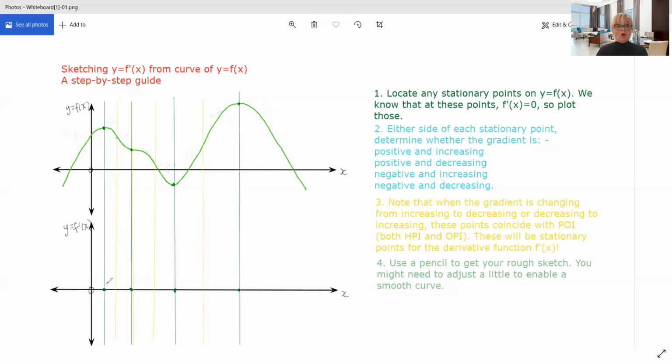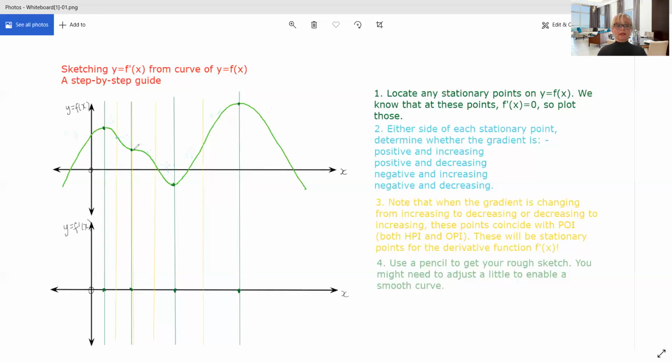We already know, or we should know, that the gradient of a function is defined as the gradient of the tangent to the function at a point. And at a stationary point, the tangent will be horizontal, and therefore f dash x at those stationary points will be 0. I have already marked those in. I've already done step 1. That's a very important point to do.